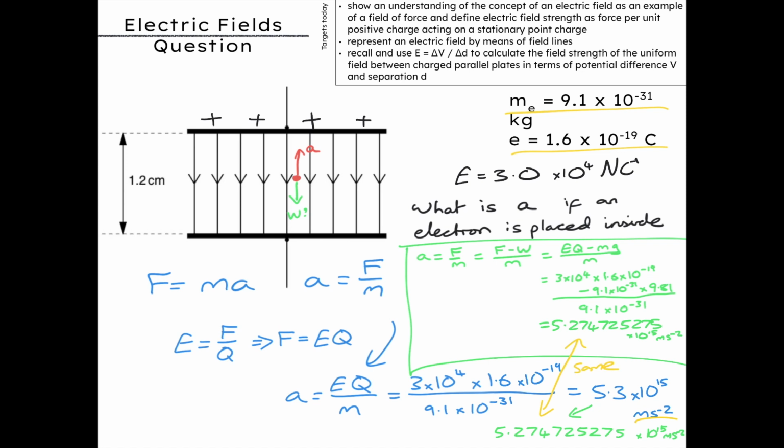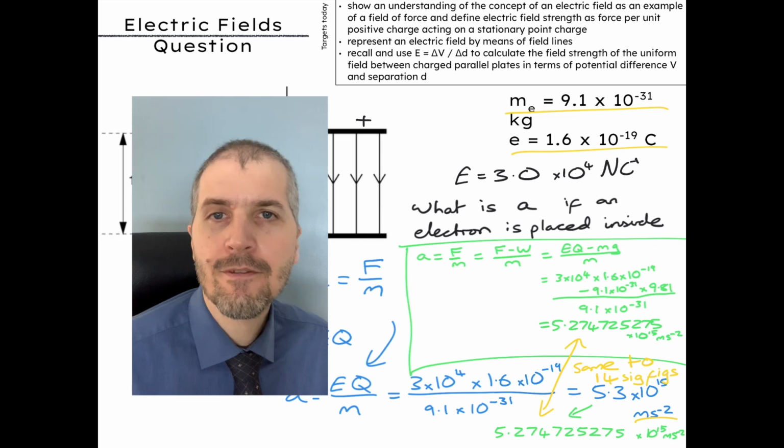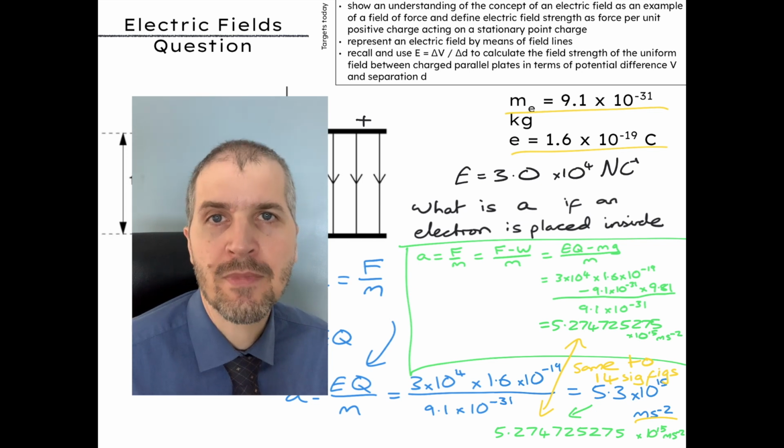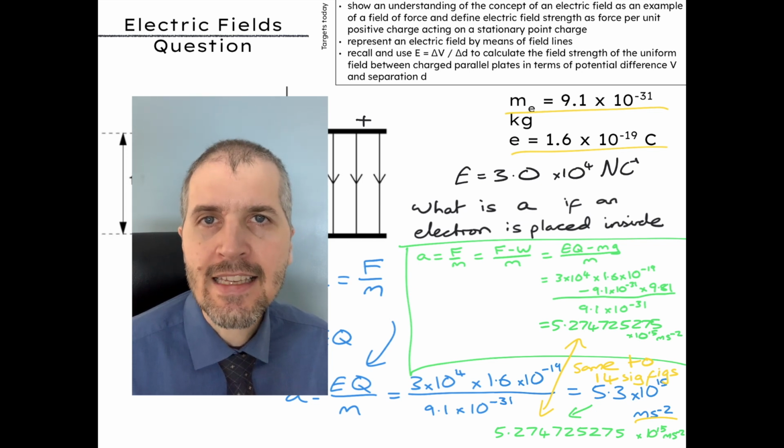If I double check that on a spreadsheet, it gives me some more significant figures. I get 5.27472527472527 and 5.27472527472526. So the 15th significant figure changed. I think from that we can safely assume that the force due to gravity is negligible.